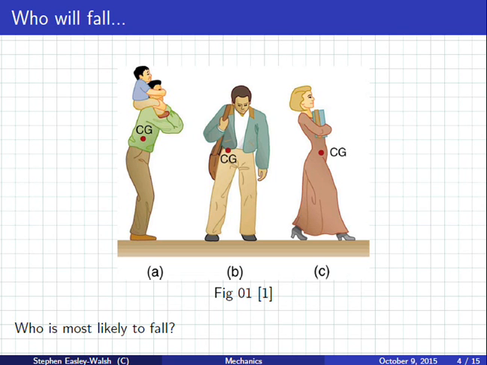Who is most likely to fall? Which person here is the most likely person to fall over? The last one. The man, the father? Now, why is that, do you think? Well, yes, having a child on your head is one factor, yes. But maybe a more physics reason. The centre of gravity is highest. Yeah. So when the centre of gravity is higher, it becomes easier to fall. Right. So why? Because the centre of gravity is higher.